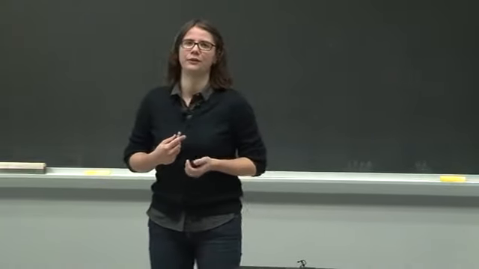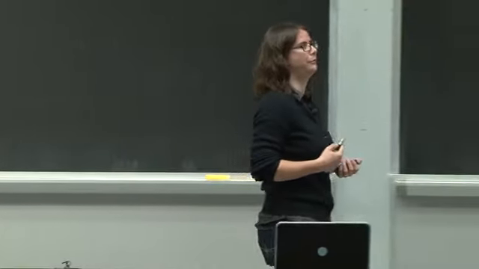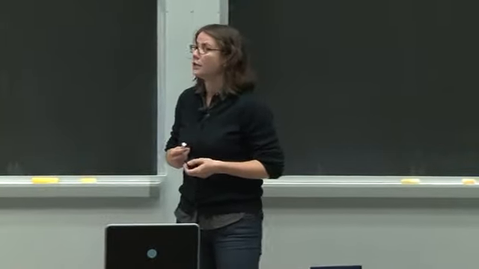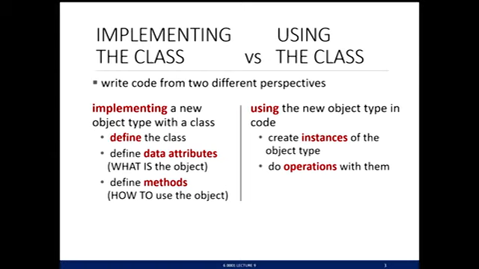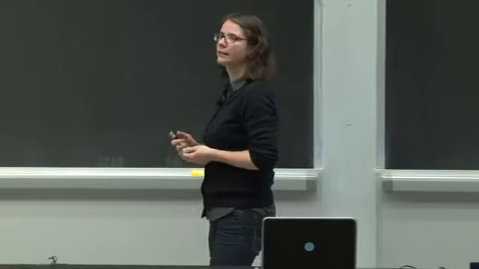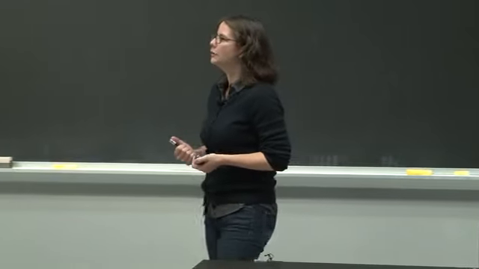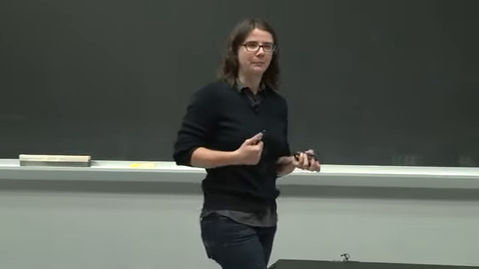Okay, the first few slides are going to be a little bit of a recap, just to make sure that everyone's on the same page before I introduce a couple of new concepts related to classes. Recall that in the last lecture, we talked about writing code from two different perspectives, right? The first was from someone who wanted to implement a class. Implementing the class meant defining your own object type. You defined the object type when you defined the class, and then you decided what data attributes you wanted to define your object. So what data makes up the object? What is the object?